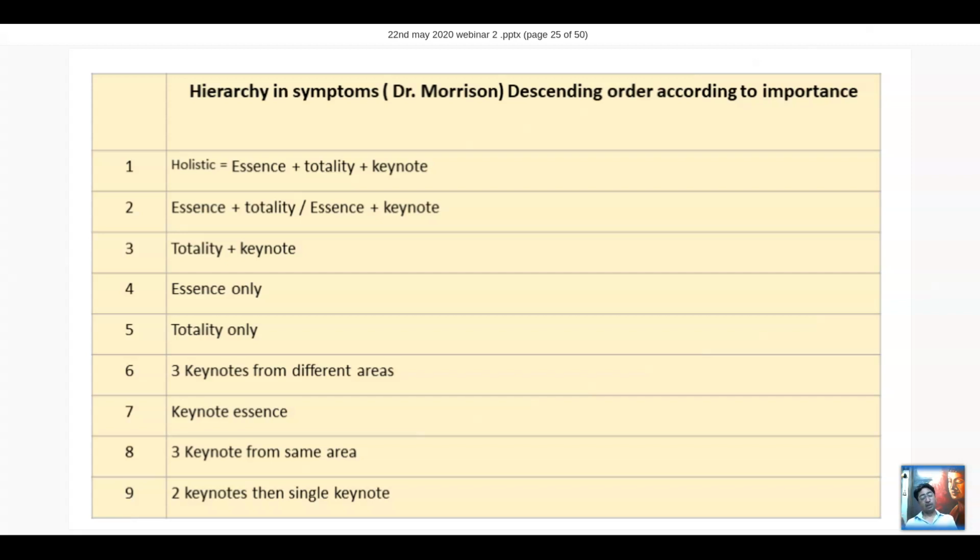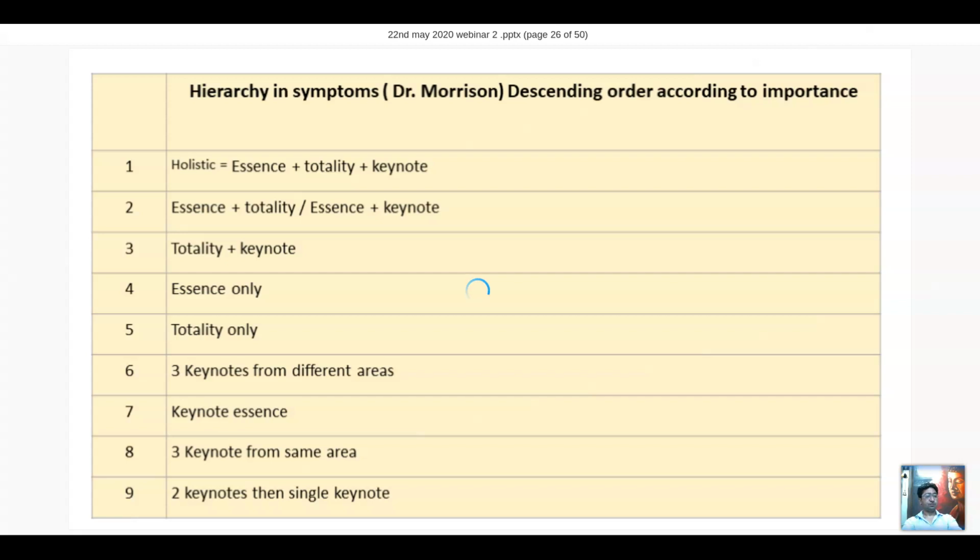If you are not having only essence, then go to only totality. If you are not having a clean totality or complete totality or a strong totality, then leave that totality. Go to the keynotes. In keynotes also, there are other criteria like keynotes from the different areas, keynote essence. We will discuss today in detail.